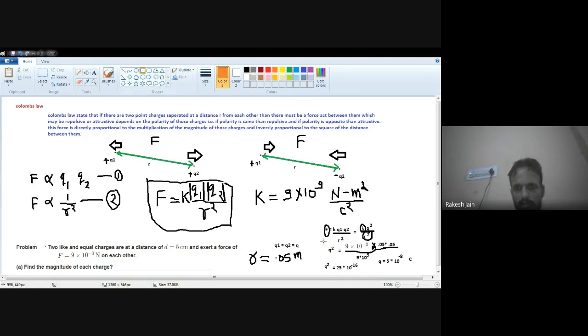So these three numericals are related to Coulomb's law, which we discussed today. Now Coulomb's law is completed according to your syllabus.